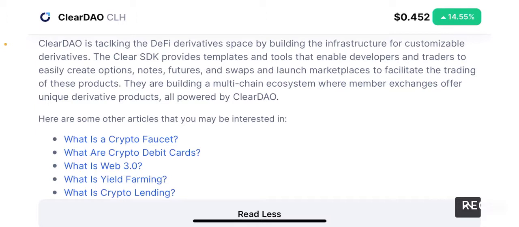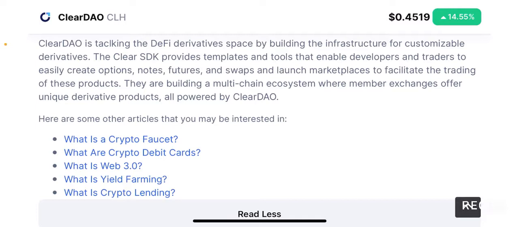And this Clear SDK basically provides the templates and tools that enable developers and traders to easily create options, notes, futures and swaps and launch marketplaces. So these are some of the things that you can use the Clear SDK to create, and this will help facilitate the trading of these products as well. So these launch marketplaces are places where you can facilitate the trading of these products. So not only can you create these products, but you can also create a marketplace where people can trade the assets that you created, right? And that's a cool thing in my opinion.